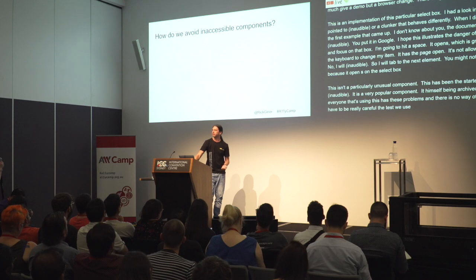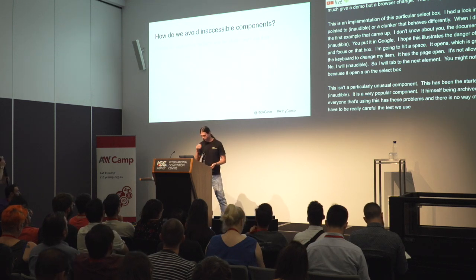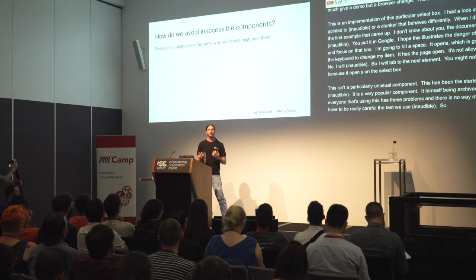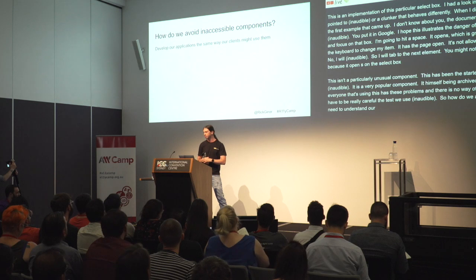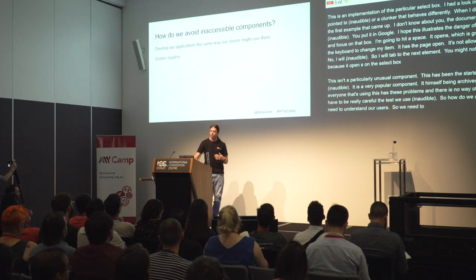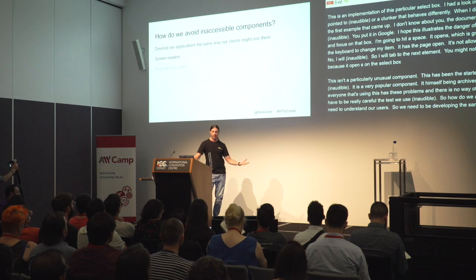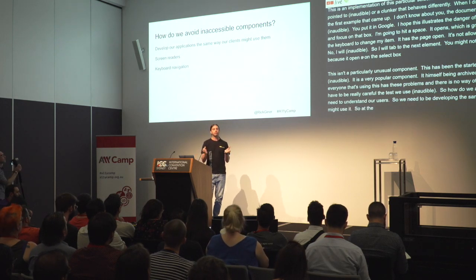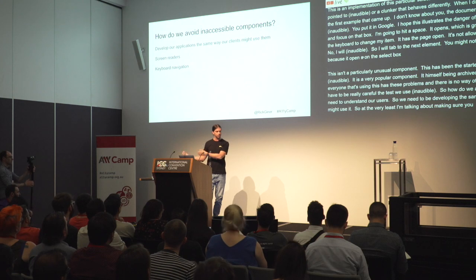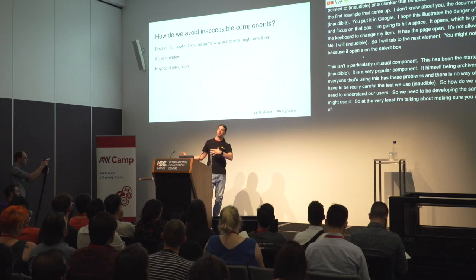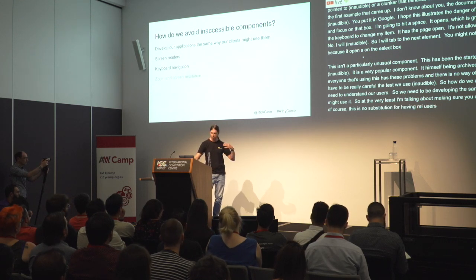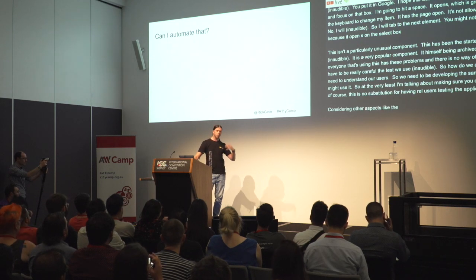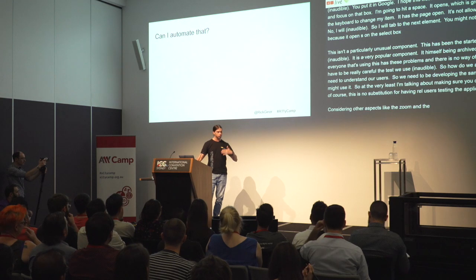So how do we avoid using inaccessible components? Well, we need to understand our users. So we need to be developing our applications the same way that the clients might use them. At the very least, I'm talking about making sure you're using a screen reader and keyboard navigation. And of course, this is no substitute for having real users testing and using your application and listening to them, but we need to be bringing that forward into our actual development. And considering other aspects as well as we go, things like the zoom and the screen resolution and the color contrast.